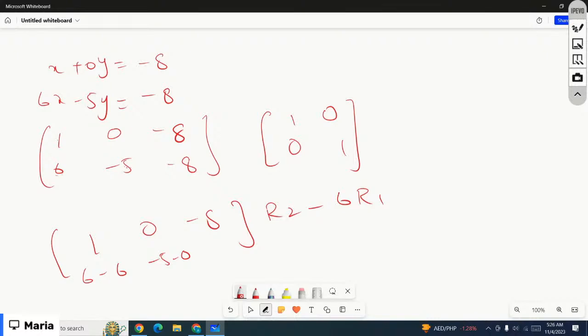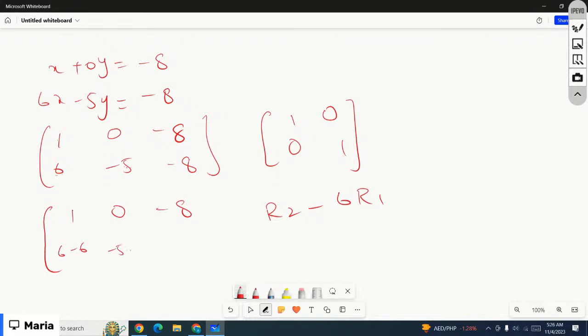minus 0, right? Hold on. Let me just write it again. 1, 0, negative 8. Okay, 6 minus 6, negative 5 minus 0. Okay, negative 8 minus 6 times 8 is 48, right? So minus 48, right? Okay, now you have 1, 0, negative 8. 6 minus 6 is 0. Here you have negative 5. And negative 8 plus 48 is 40, right?